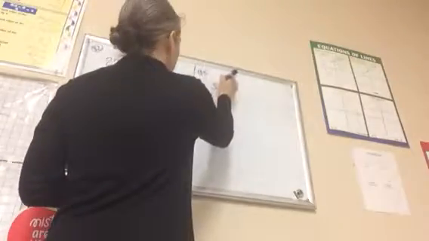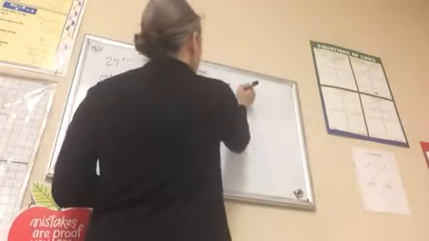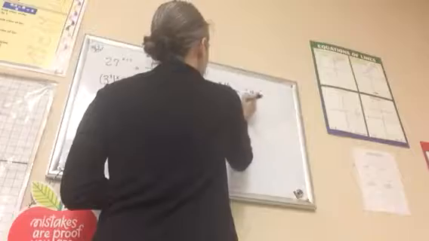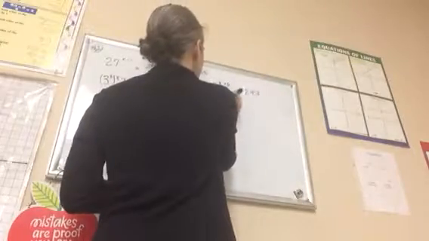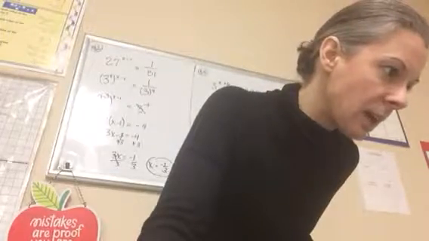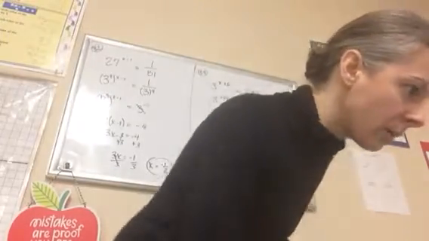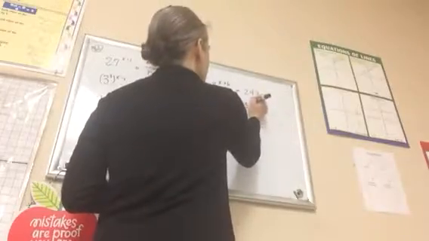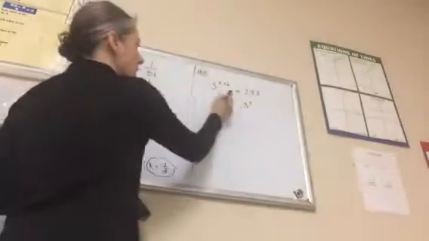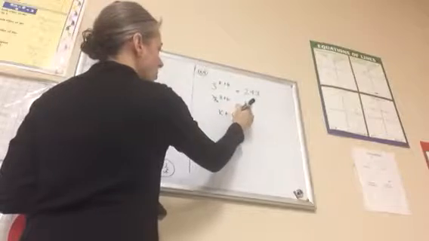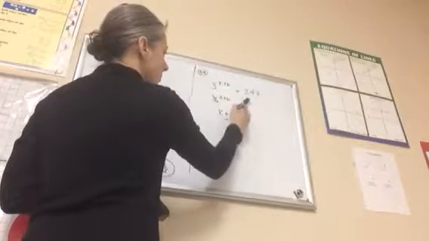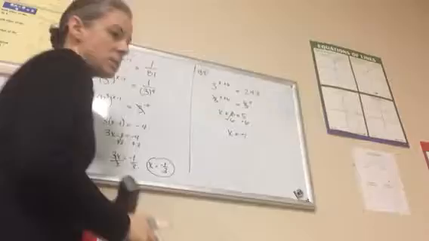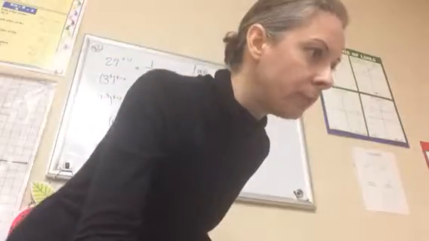Problem 34. 3 raised to the x plus 6 power equals 243. Again, first thing we want to do is see if 243 can be represented as 3 to a power, and it can. It's 3 to the 5th power. So again, our bases cancel, and we make an equation from our exponents, and we see that x equals negative 1.